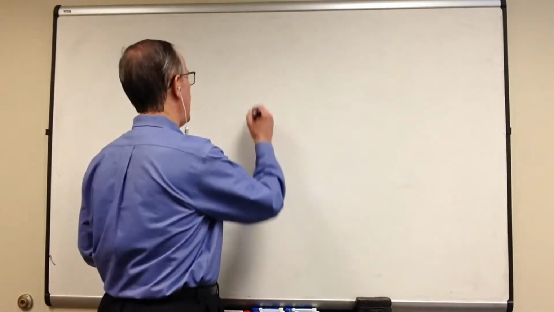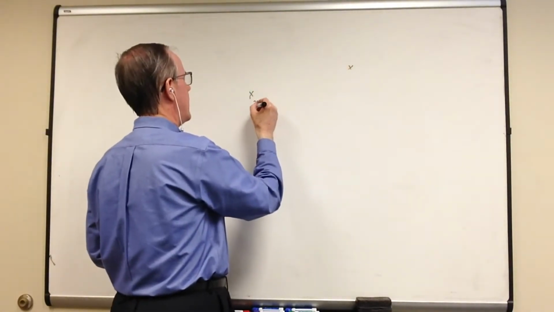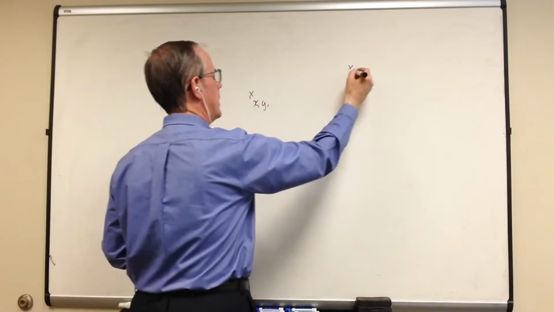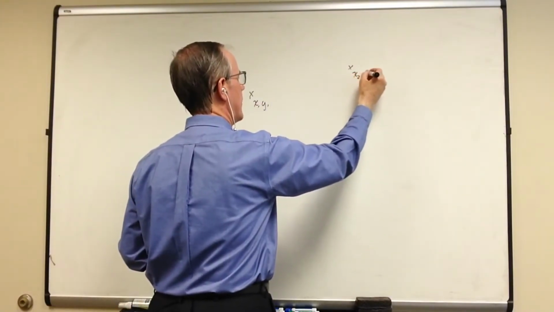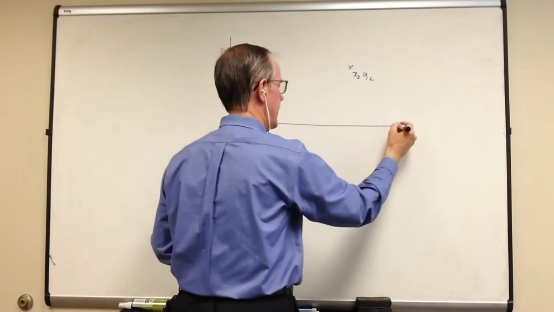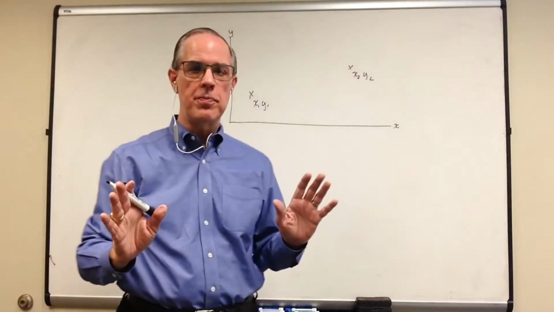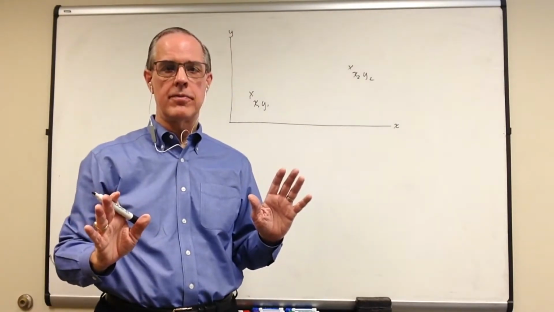Let's start with the obvious. Let's start with lines. Let's start with straight lines. I have 2 points, x1, y1, and x2, y2. And we might as well put some axes while we're at it, the x-axis and the y-axis. I have 2 points on this.